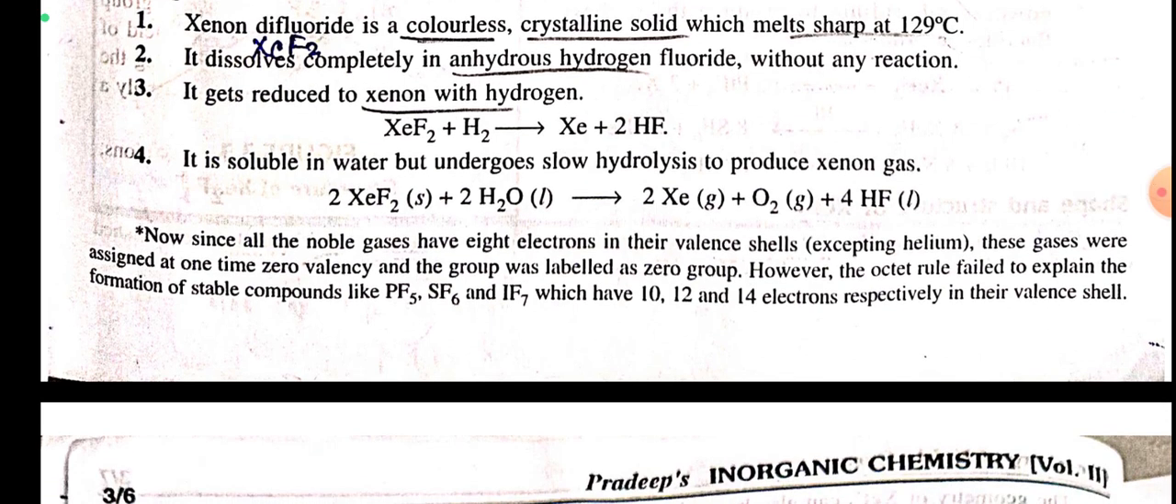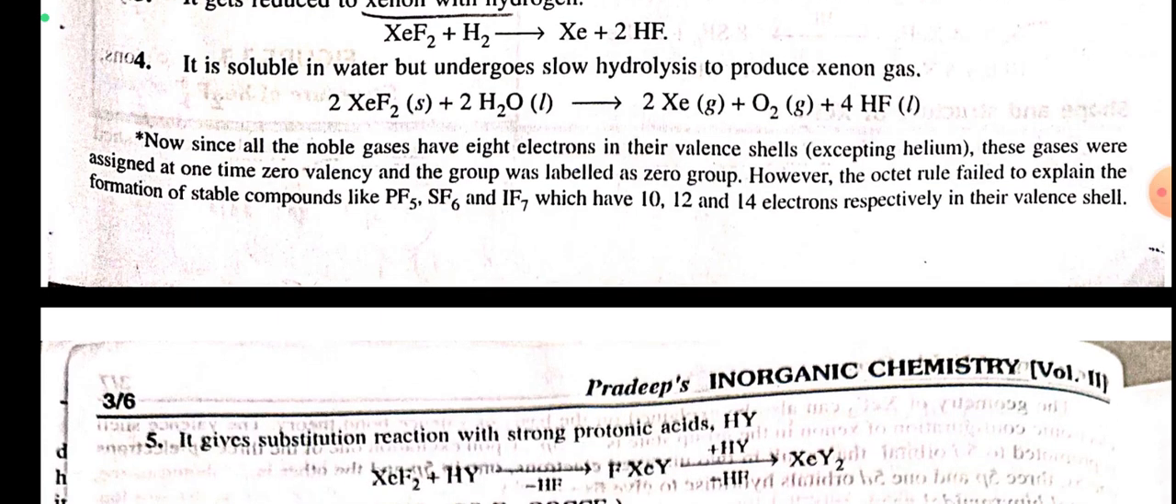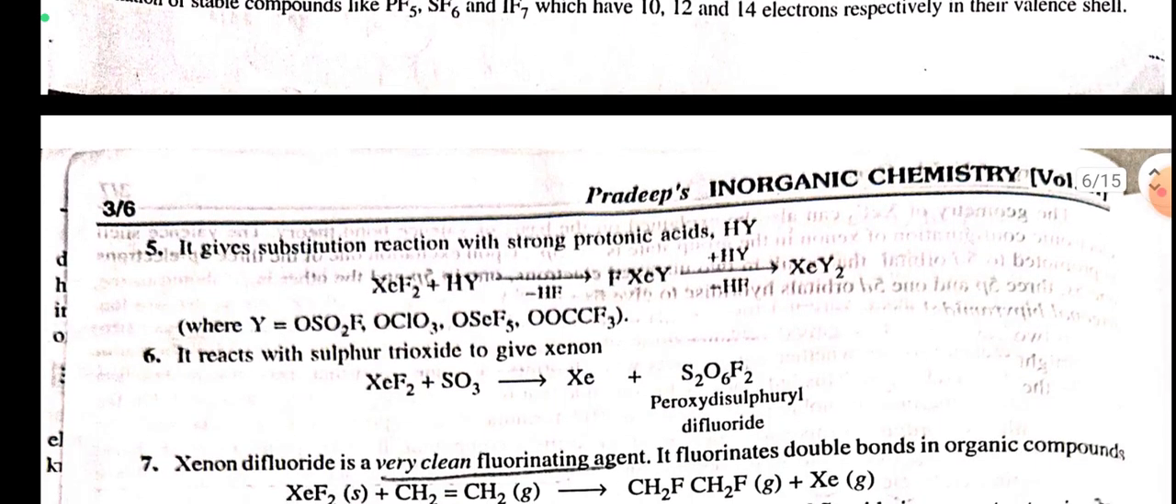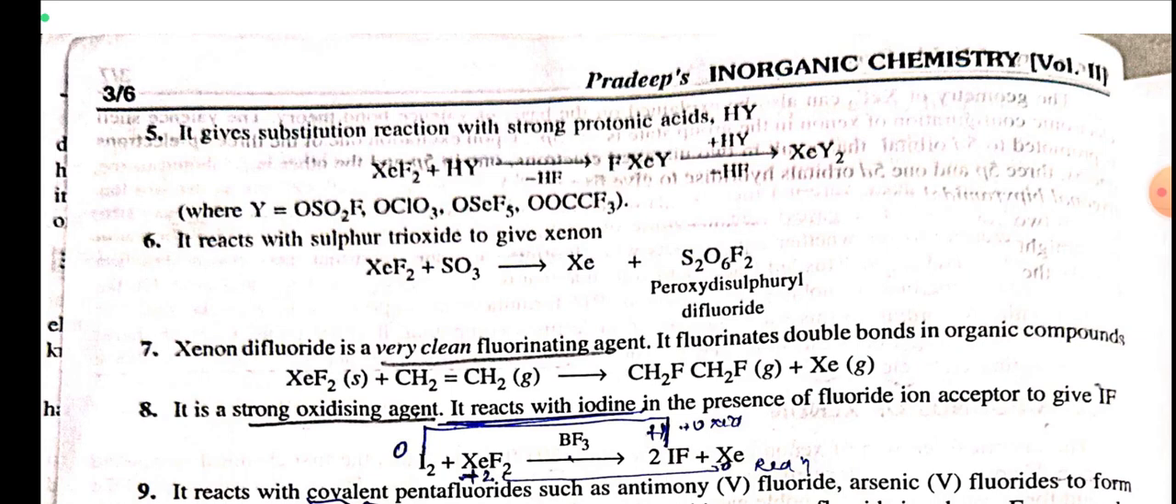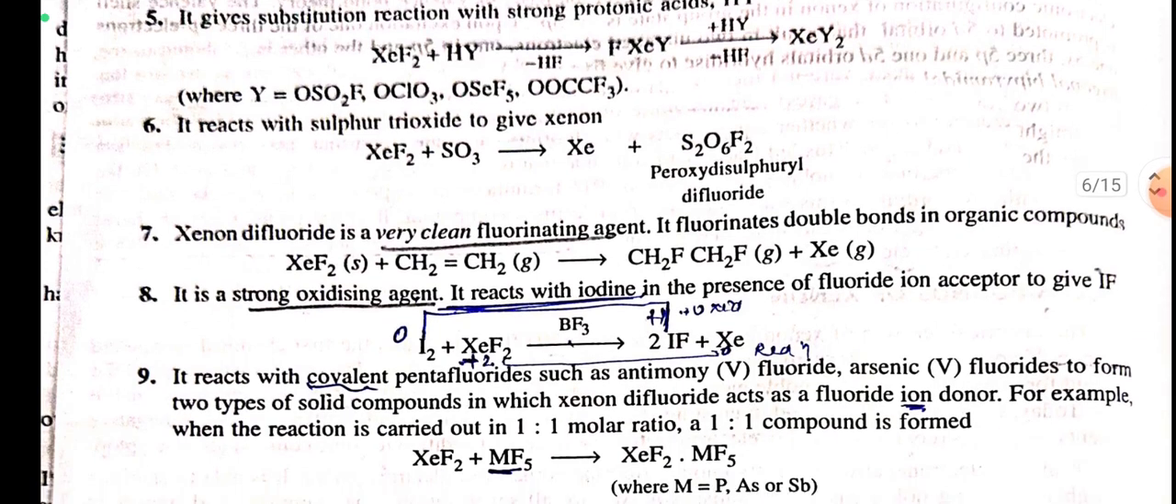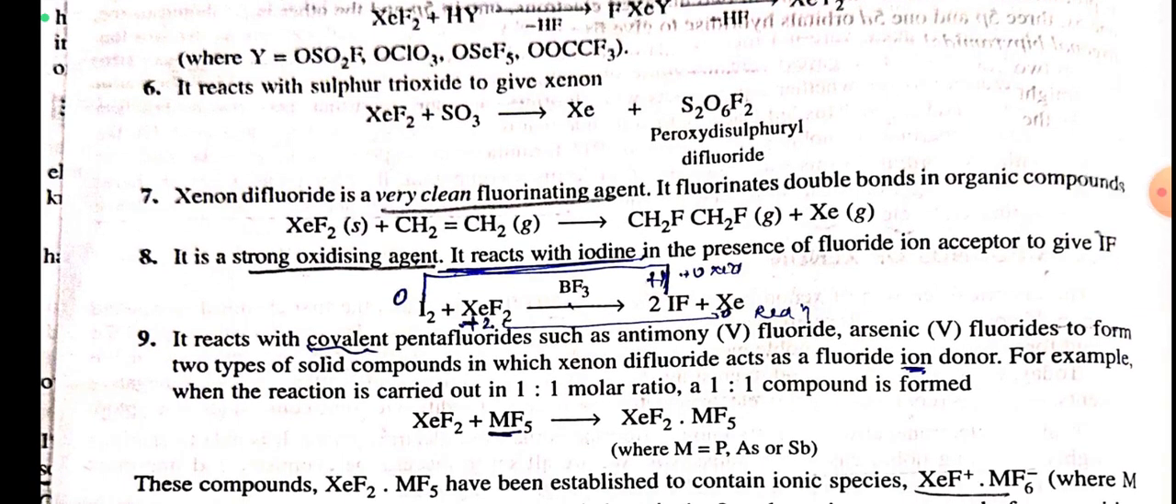It gets reduced to xenon with hydrogen. Xenon difluoride reacts with hydrogen to give xenon plus 2HF. It is soluble in water but undergoes slow hydrolysis to produce xenon gas. It gives substitution reactions with strong protonic acids. It reacts with sulfur trioxide to give xenon. Xenon difluoride reacts with sulfur trioxide to give xenon plus peroxydisulfuryl difluoride.